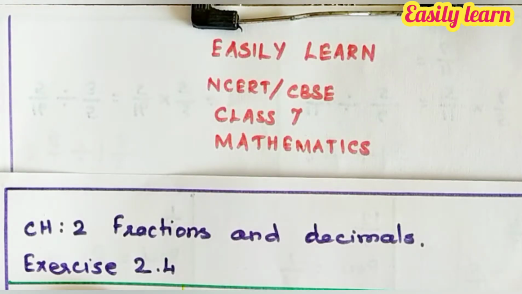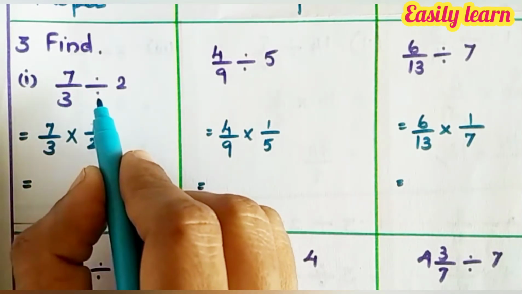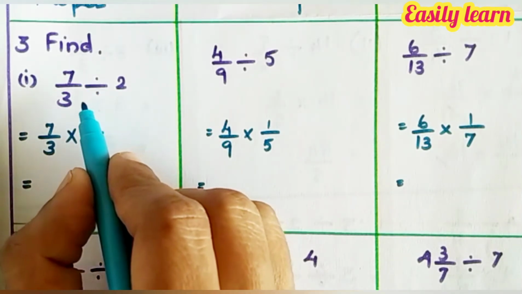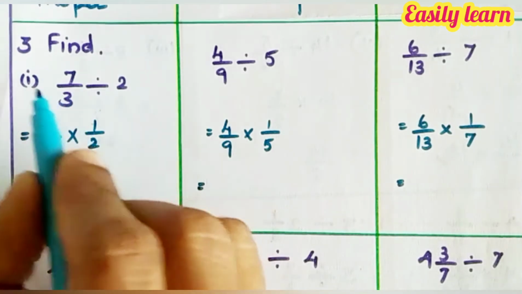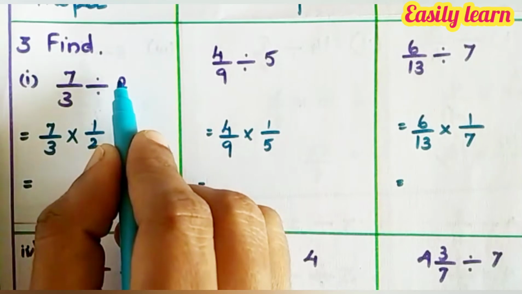Welcome to Easily Learn, NCERT CBSE Class 7 Mathematics. Chapter 2 Fractions and Decimals. In exercise 2.4, we are going to see now the third and the fourth question. We know that this exercise is full of divisions of fractions. So the third question is a fraction divided by a whole number.